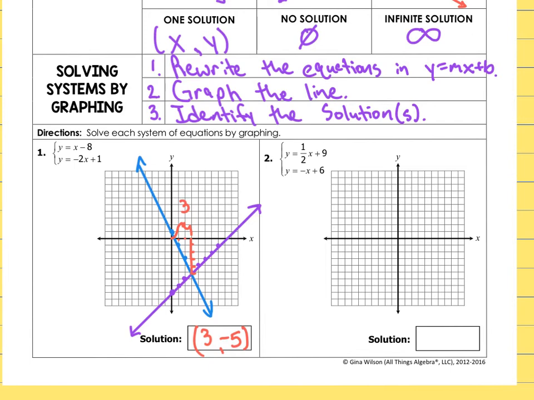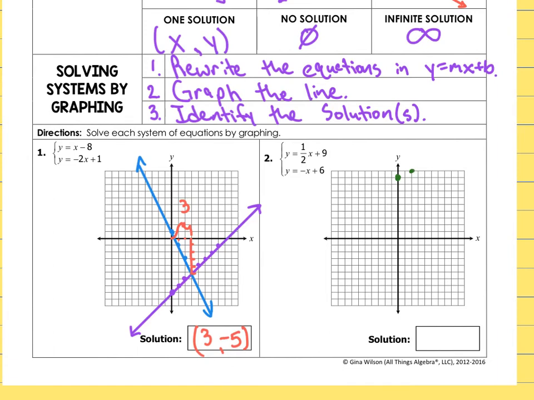Let's try to do the same thing, but with number 2. So y is equal to 1/2 x plus 9. Let's start with that. All right, so the y-intercept is 9, so I go up 1, 2, 3, 4, 5, 6, 7, 8, 9. There's my y-intercept. Now I use the slope to find another point, and the slope is 1 over 2. Because those are both positive, that means I'm going up 1 and to the right 2.